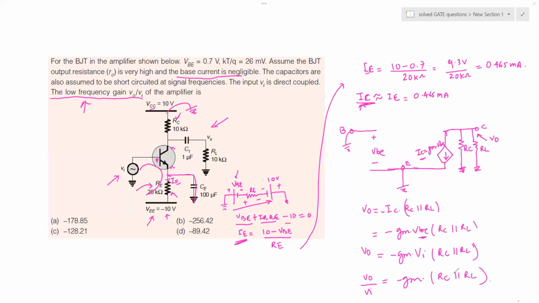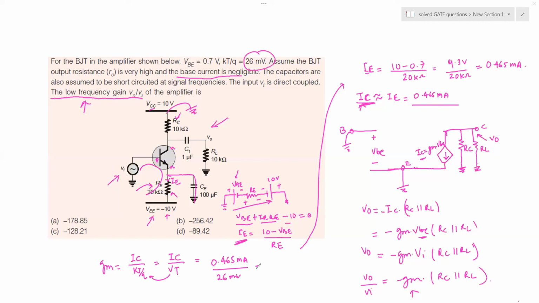Now how to get the value of GM? GM is basically IC over KT by Q, which is your thermal voltage. Let me confirm it. Yes, it can also be written as IC divided by VT. So VT is your thermal voltage, which is KT by Q. So IC, you have got it to be 0.465 milliampere divided by 26 millivolts. So 26 millivolts right here.